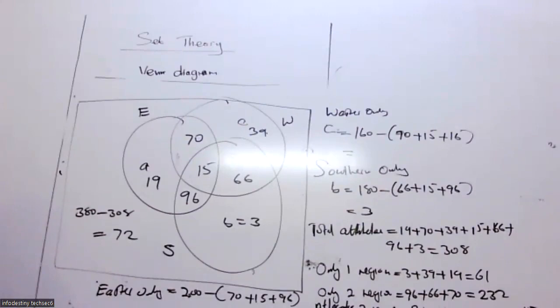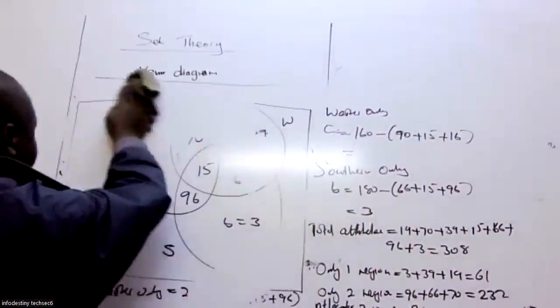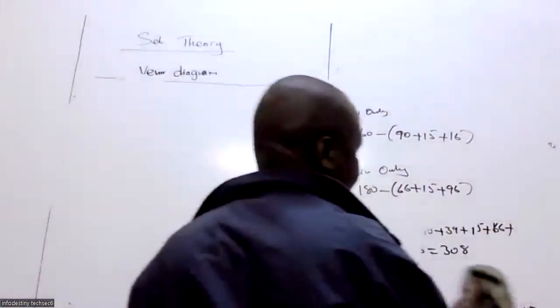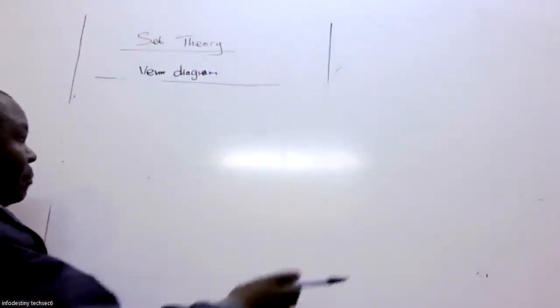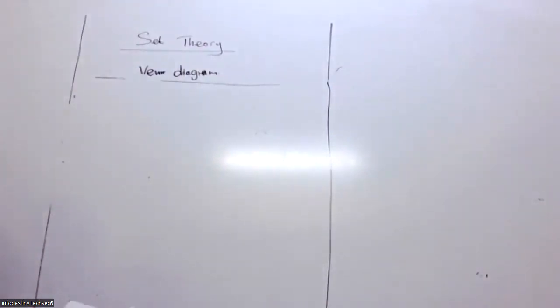Let's do the last one. That is May 2018, Question 3. Now it says that question 3C, African Advertising Agency has 2000 clients who use different advertising.